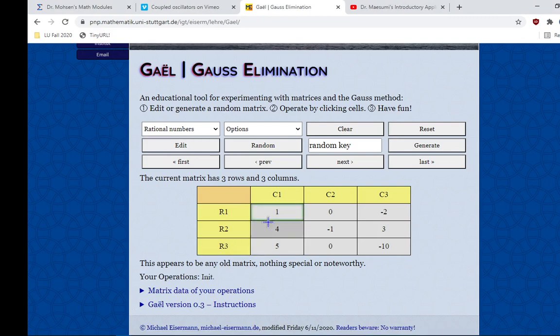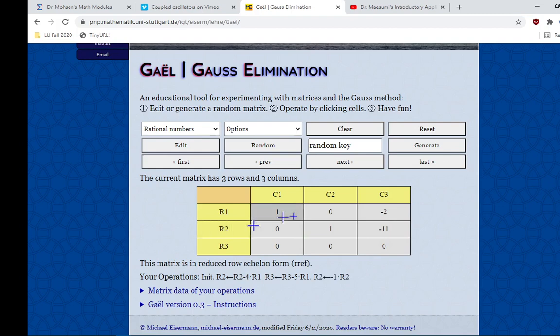This is 1 already. I don't need to reduce it. It eliminates this one, eliminates this one, and again, good news. We got zeros all across. Let's make everything standard. Let's make this thing 1 also. I divide by itself, so I get that.